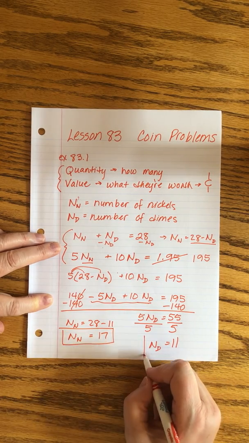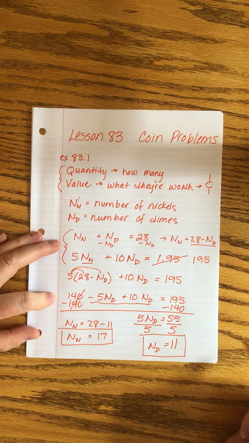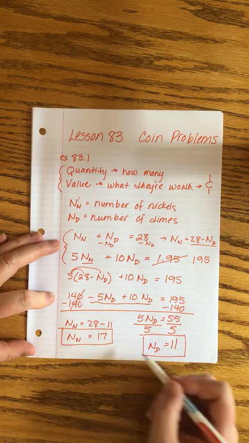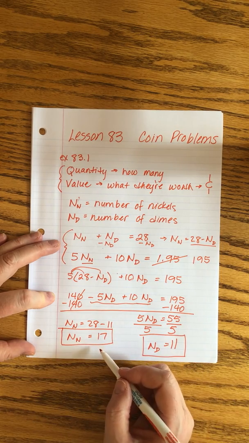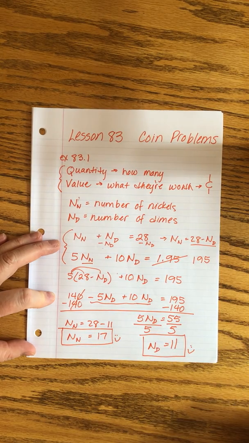And I don't have to write these as an ordered pair. You know how we've done that a lot. But these aren't an ordered pair so much as they are two different values. So the number of nickels is 17, the number of dimes is 11. That's right. Yay, us. Your first point problem.